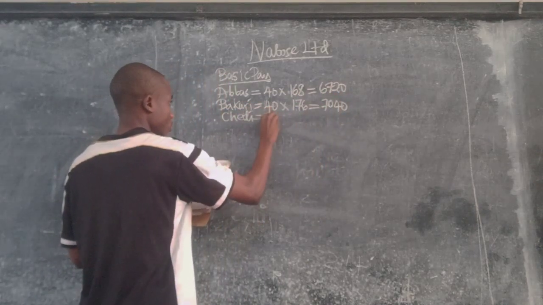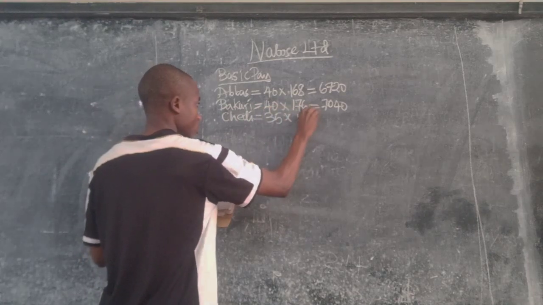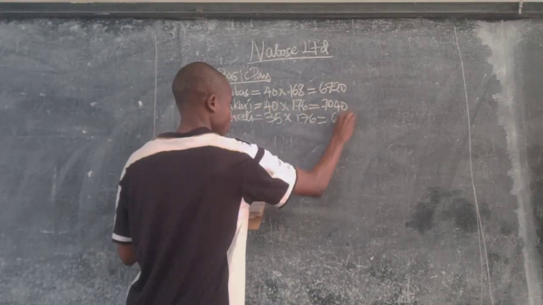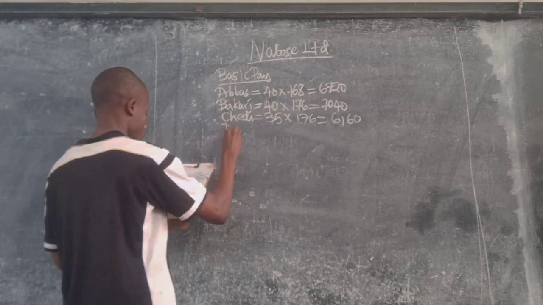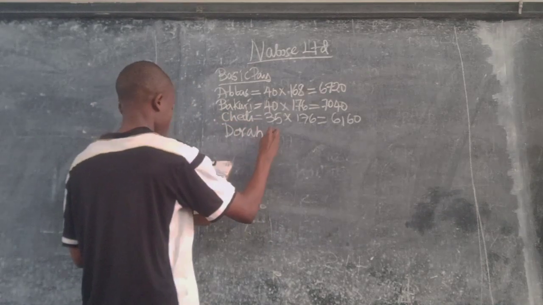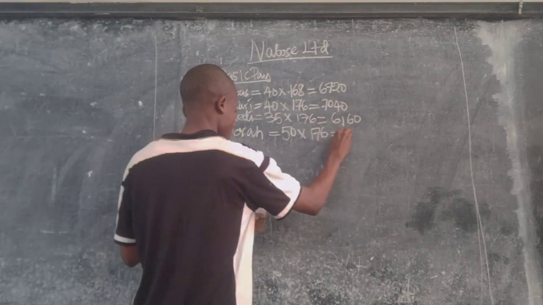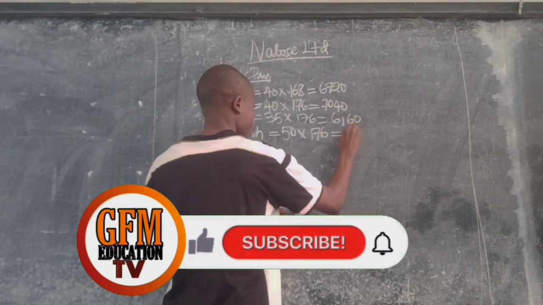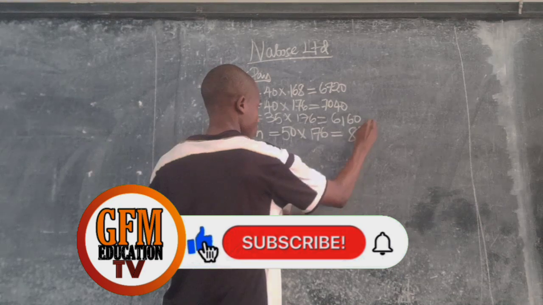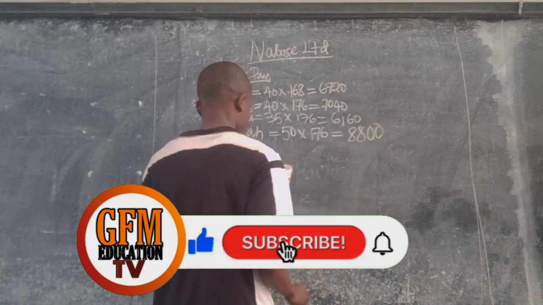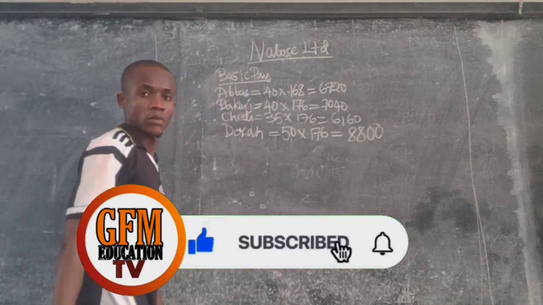For Chedi, basic hours were 35 times 176, you will get 6,160. For Dora, basic hours were 50 times 176 hours worked, you'll get 8,800.